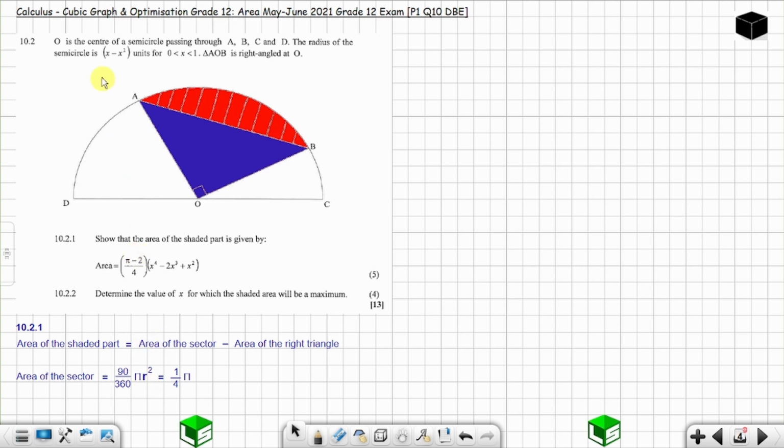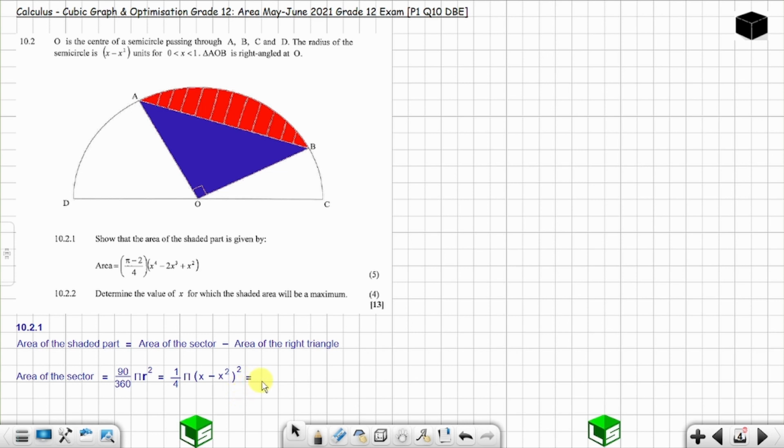R is equal to this, okay? This is what you are told. The radius of the semicircle is equal to this. It doesn't matter if it is a semicircle or a full circle, the radius will still be the same. So the radius is this. Remember squared. This is the radius, squared, like that. Okay, let's carry on.